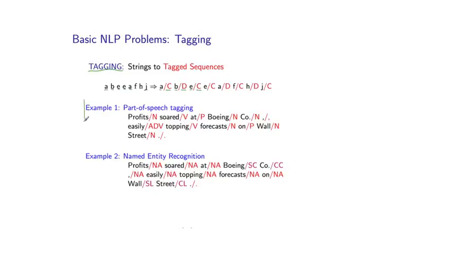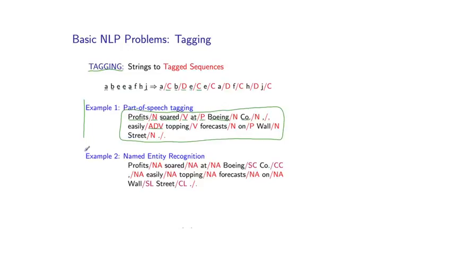The first one is part-of-speech tagging. So the problem in this case is to take a sentence as input, for example, profits soared at Boeing, Co., and so on, and to tag each word in the input with its part of speech. So N stands for noun, V stands for verb, P stands for preposition, ADV stands for adverb, and so on and so on. So this is one of the most basic problems in natural language processing. If you can perform this mapping with high accuracy, it's actually useful across a very wide range of applications.